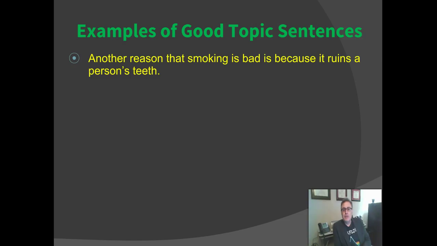Another reason that smoking is bad is because it ruins a person's teeth. Now, this is a really strong topic sentence. And what is amazing about this sentence is, because it is a good topic sentence, it lets readers know a lot of information in just a very short amount of space. This transition right here, another reason, clues readers into, hey, this is not the first reason that has been addressed. So if you zoned out, I am now moving on to another reason that smoking is bad. And look what is also present right here within this sentence. Smoking is bad is the thesis claim for the entire paper.